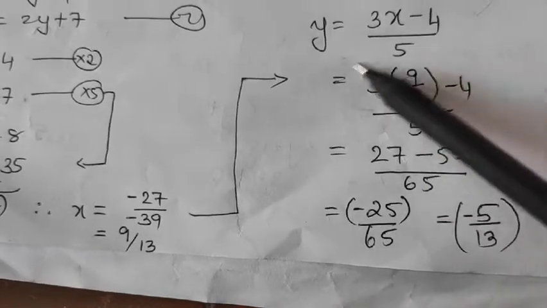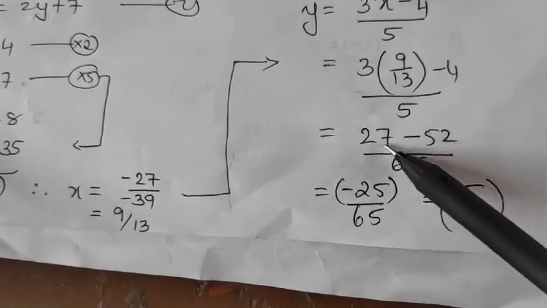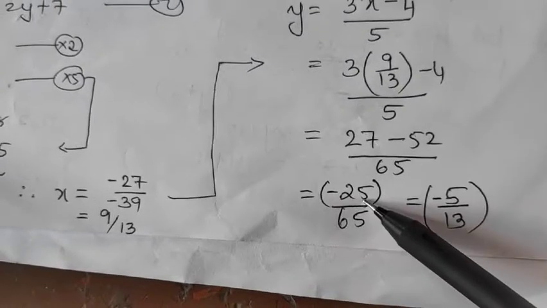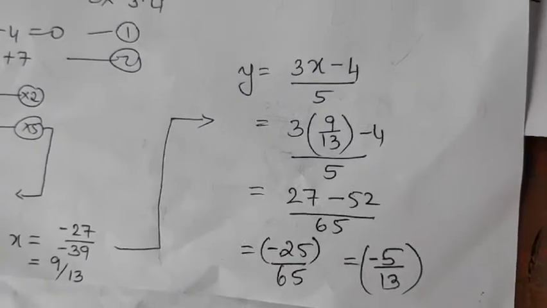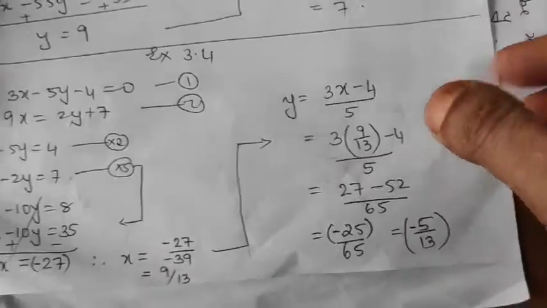I hope this solution you have learned in primary. So 27 minus 52 will give me minus 25 upon 65, reduced form minus 5 by 13. Got the sum? Okay. Now we will go for the 4th one.